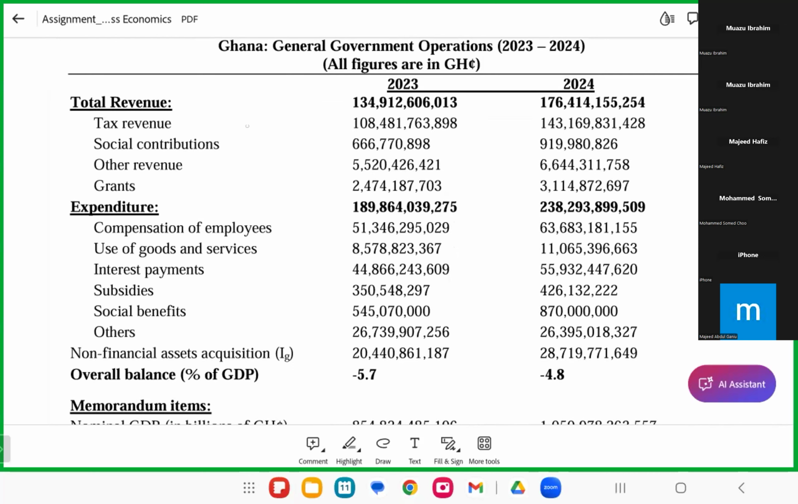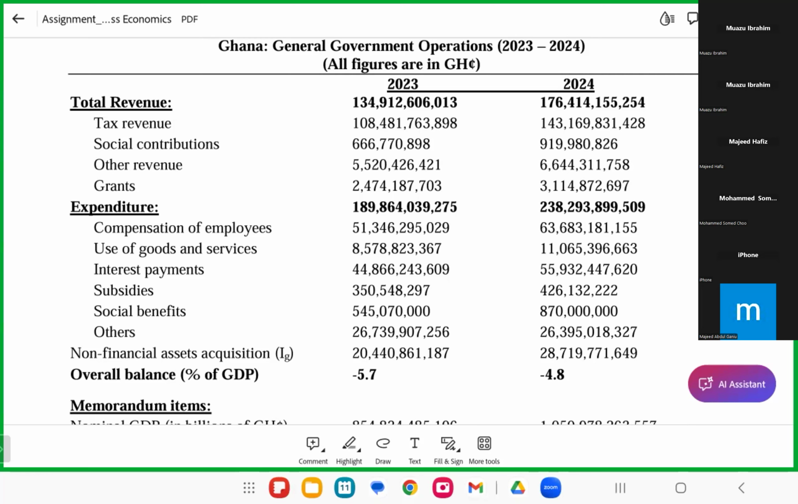The tax revenue is what? 108 billion for 2023. And then 2024, the tax revenue is 143 billion. And then government social contributions, other revenue and grants, like government getting dividends from maybe its shares in AngloGold Ashanti, Cocoa Board or whatever, where government also is a shareholder. That gives the revenue or dividend to the government.